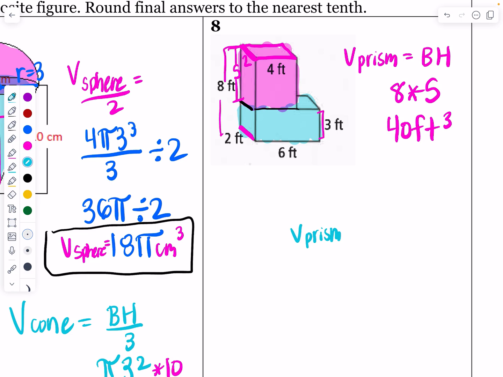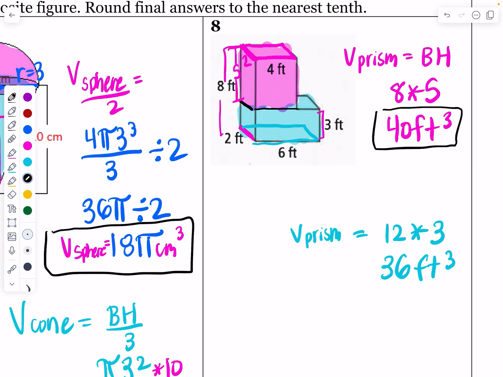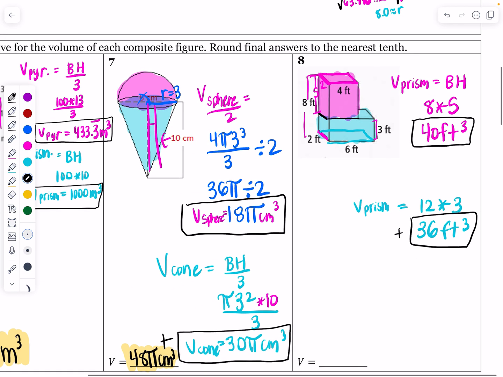Let's do that again for the bottom prism. That is going to be base times height. So that's going to be a 2 by 6. What is 2 by 6? That's going to be 12. What is the height of the blue prism? That's going to be 3. So that's going to be 36 feet cubed. And of course, I'm just going to add them together. I'm going to do the pink prism plus the blue prism. That is going to give me a total of 76 feet cubed of volume for this composite figure.